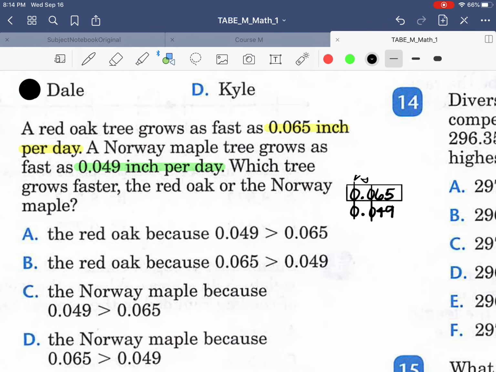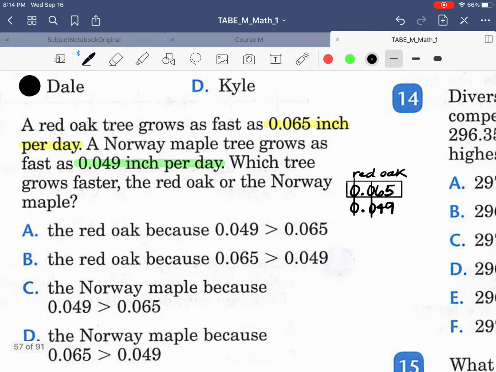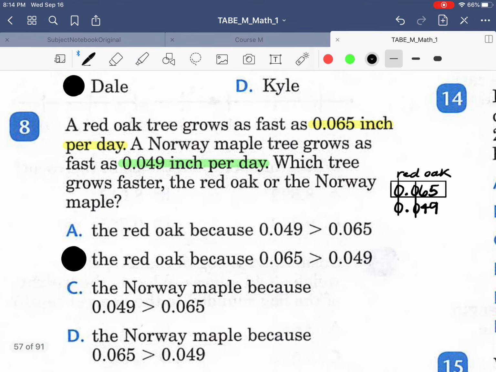And I should have labeled that very clearly. That's another place to make a mistake if you get the names mixed up. The red oak goes faster because the 6.5 is greater than the 4.9. So we're going to go with B on this one. I want you to notice that D has the right math sentence, but it has the wrong name. The red oak goes with the bigger number. So be very careful with that. The answer to number 8 is B.